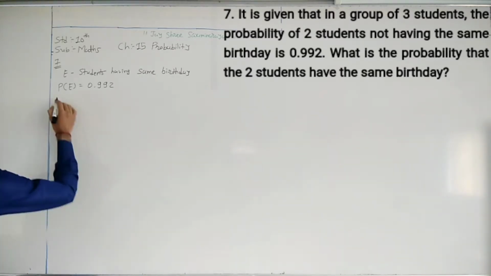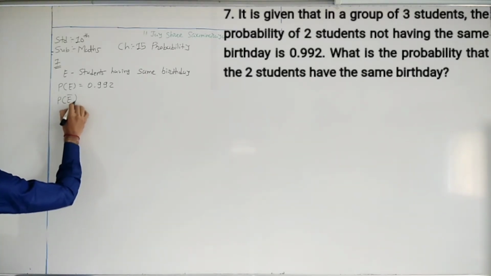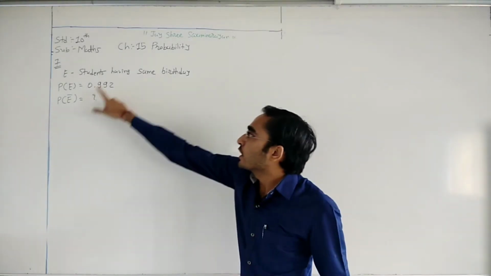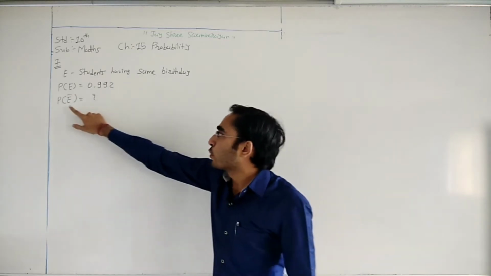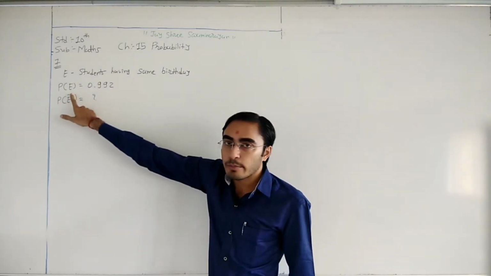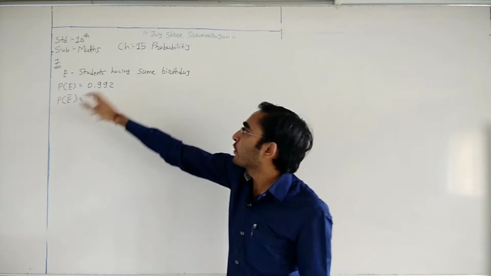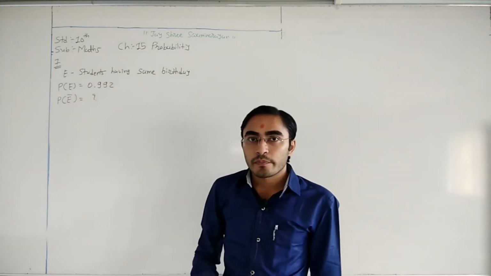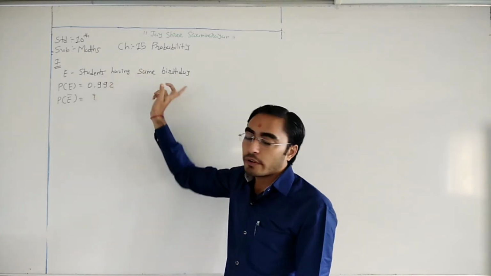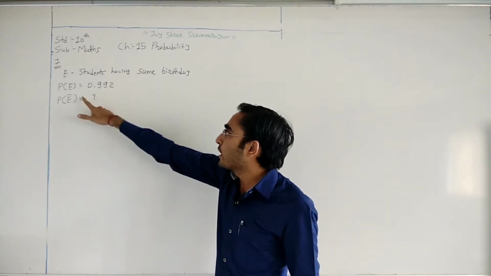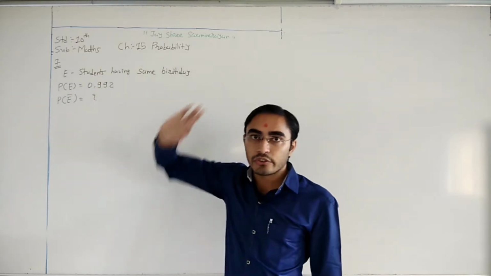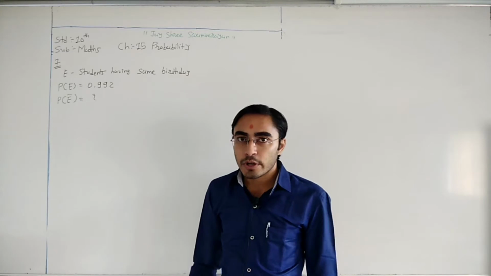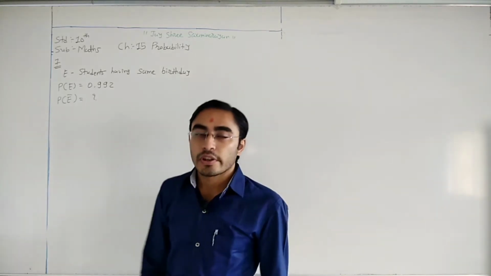That means P E bar. Otherwise we can write like this, P not E. Okay, E means student having same birthday. So opposite event, that means E bar, not E, means student not having same birthday, that we need to find here. Okay, here event E is student having same birthday, so opposite event E bar is equal to student not having the same birthday. And we already learned one formula in our theory part for this type of questions, right?